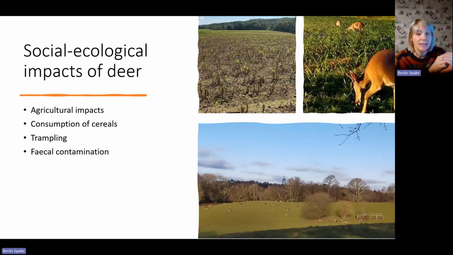Now, deer can also negatively impact agricultural production. They do like to feed on and trample cereal crops, particularly maize. They also cause yield losses because their poop gets sucked up into combine harvesters and there's an issue of contamination with the food we're trying to produce. So that's a big issue too, and that can cause significant losses to farmers.